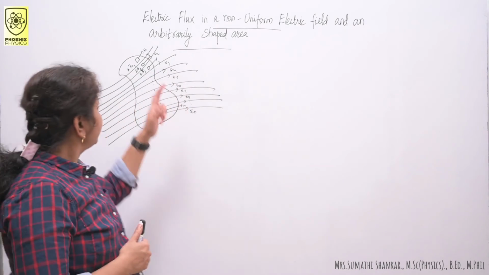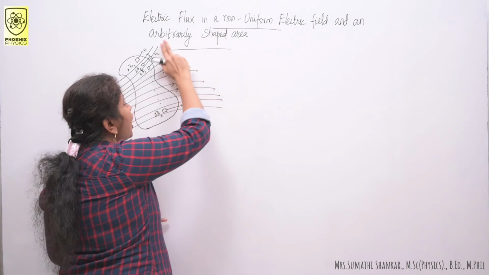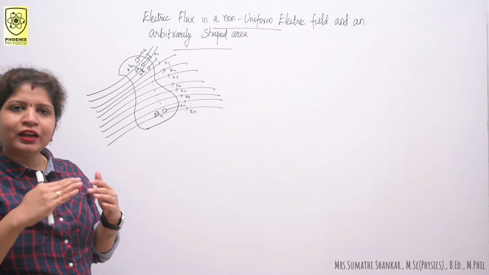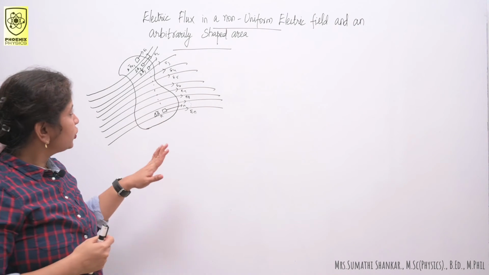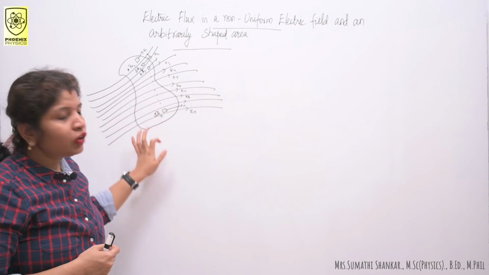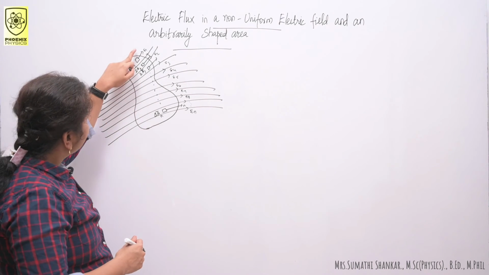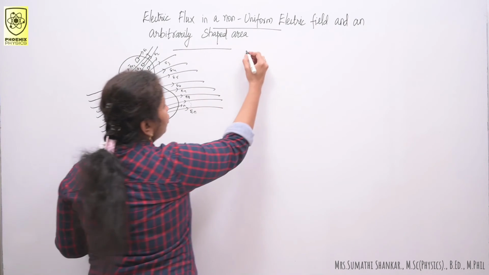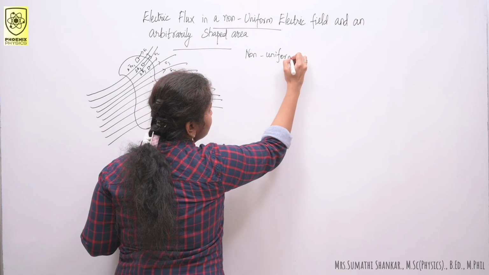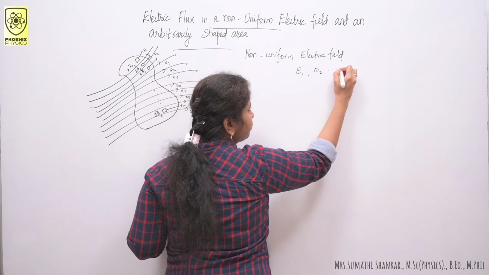Next topic is electric flux in a non-uniform electric field and an arbitrarily shaped area. Arbitrarily shaped area means randomly chosen area. So here I have a non-uniform electric field. Non-uniform electric field means E has different values, that is E1, E2 up to En.